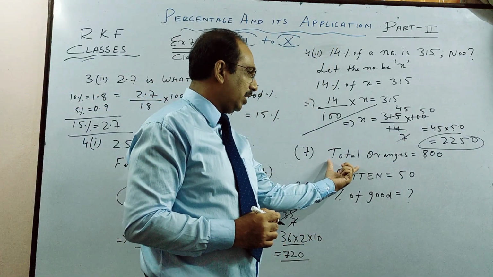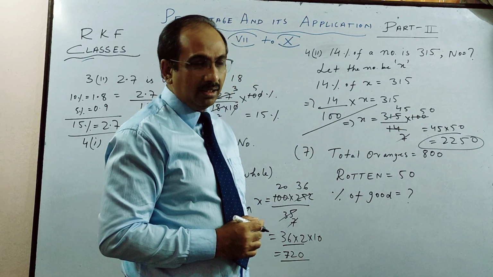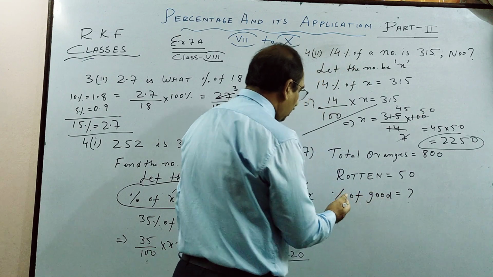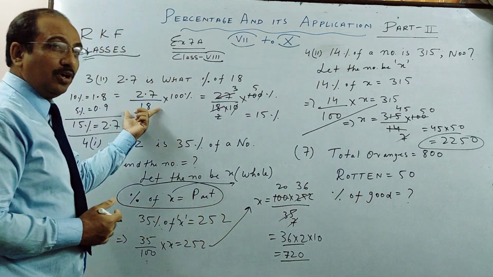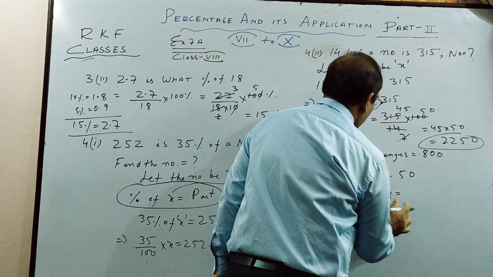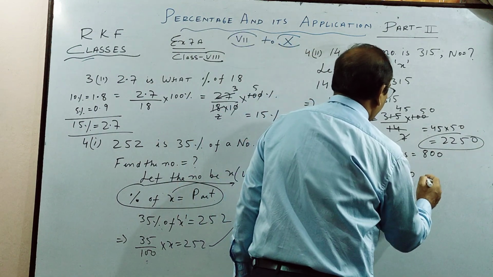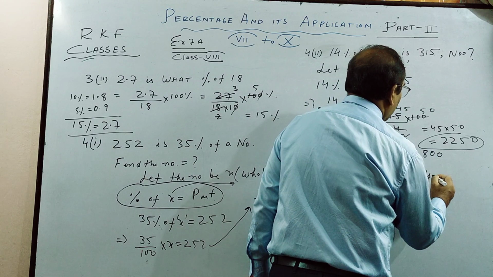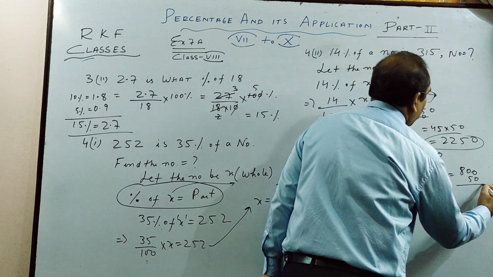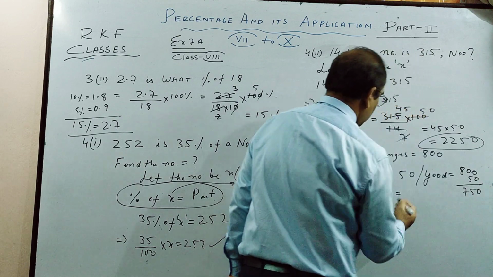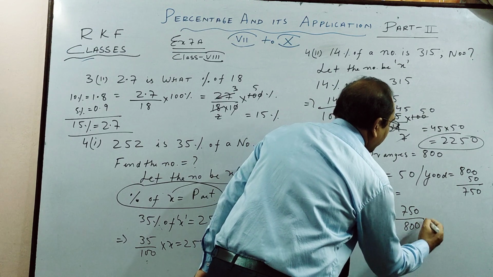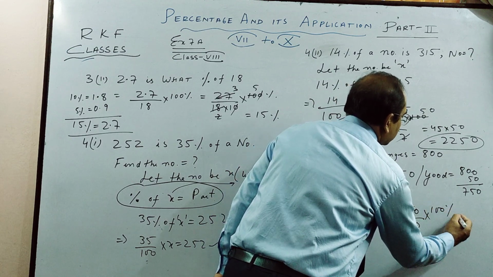Then the next question, number 7. There are 800 oranges, 50 are rotten. What is the percentage of good oranges? So here I'll go back to this format. Part by whole into 100%. So for the percentage of good, first you'll have to find how many are good. So good oranges are 800 minus 50, 750. So here it will be 750 by 800 into 100%.